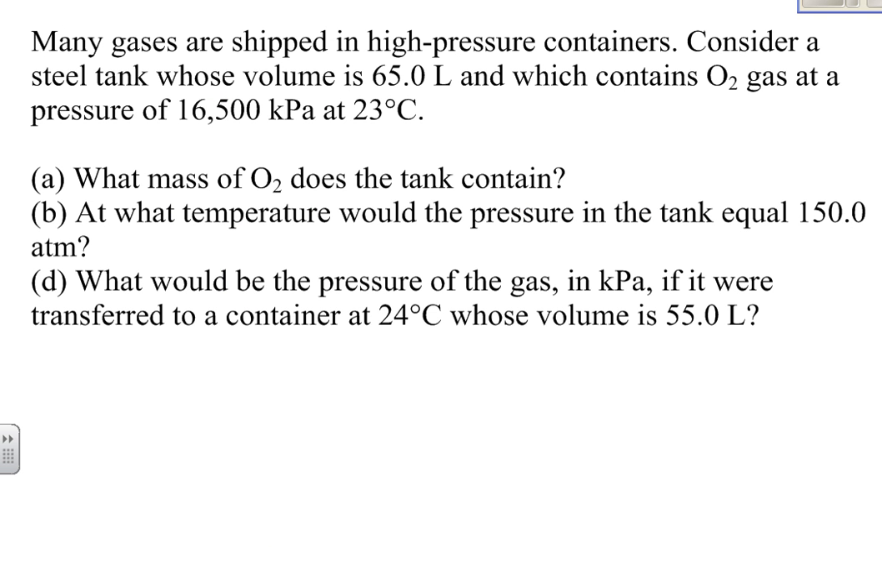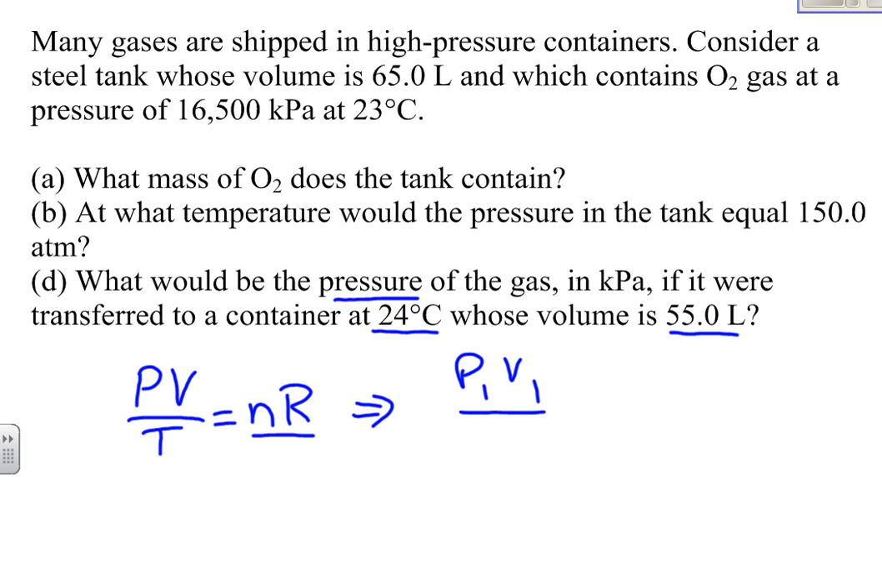And one more. If we look at the letter D here, we're trying to figure out the pressure of the gas if it were transferred to a container at a different temperature and a different volume. So we're changing pressure, temperature, and volume. If we put all of these onto one side of the equation, I'm going to put pressure and volume on the top this time and temperature on the bottom. I'm just rearranging PV equals nRT, and we end up with n and R as the values on the right. For this situation, the number of moles and R are going to be constant. So this gives us P1 V1 over T1 equals P2 V2 over T2.